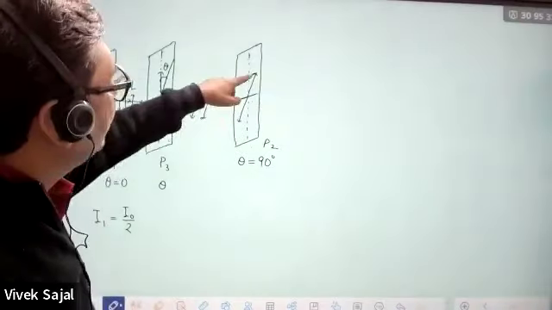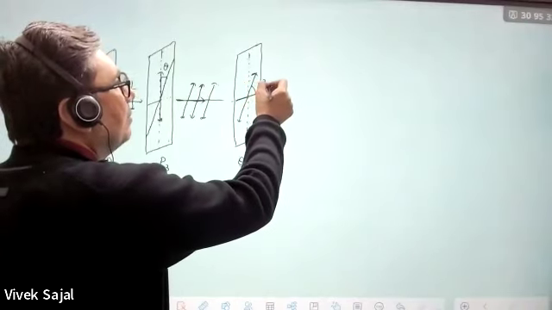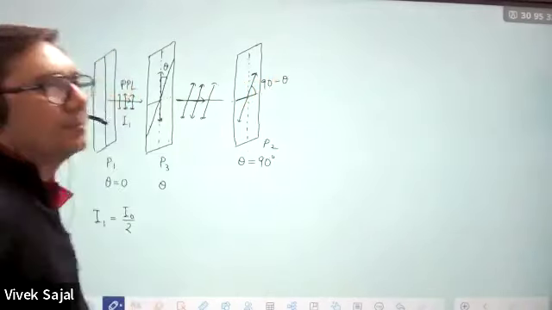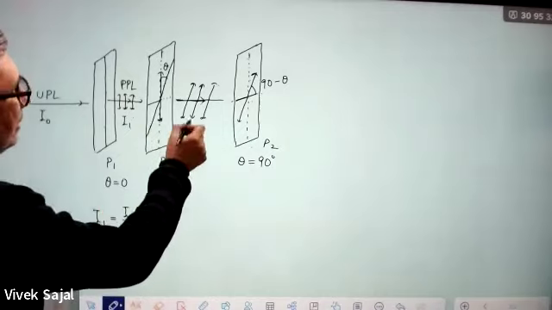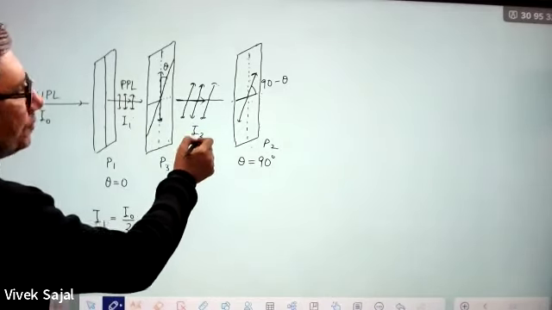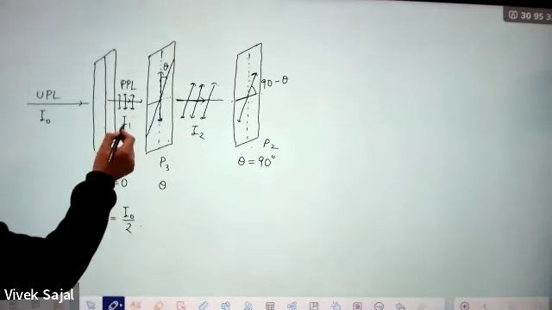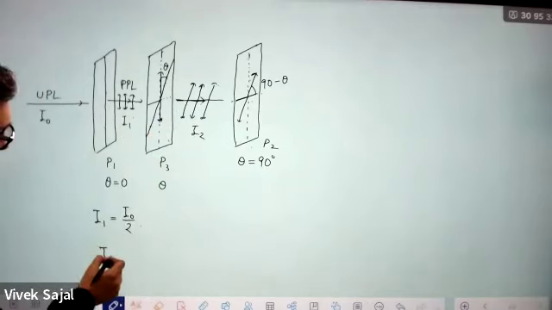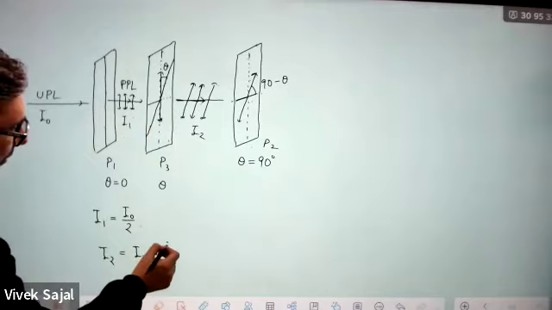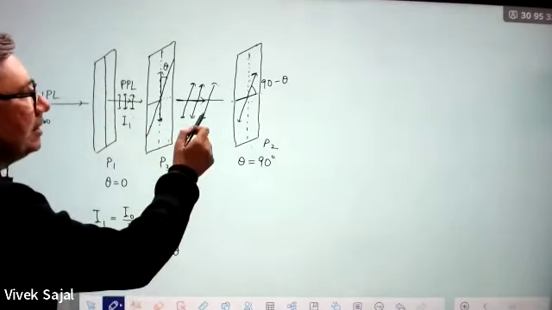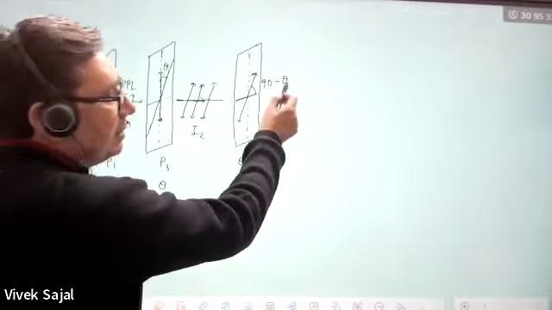Now what will be the angle between this electric vector and this path axis? This angle is theta. So automatically this angle will be 90 minus theta. First, here I1 is I naught by 2. Here the intensity will be I2. So what will be the intensity I2? Here the incident intensity is I1, so I2 will be I1 cos square theta. Now this intensity I2 is falling on it, and the angle between the electric vector and this path axis is 90 minus theta.